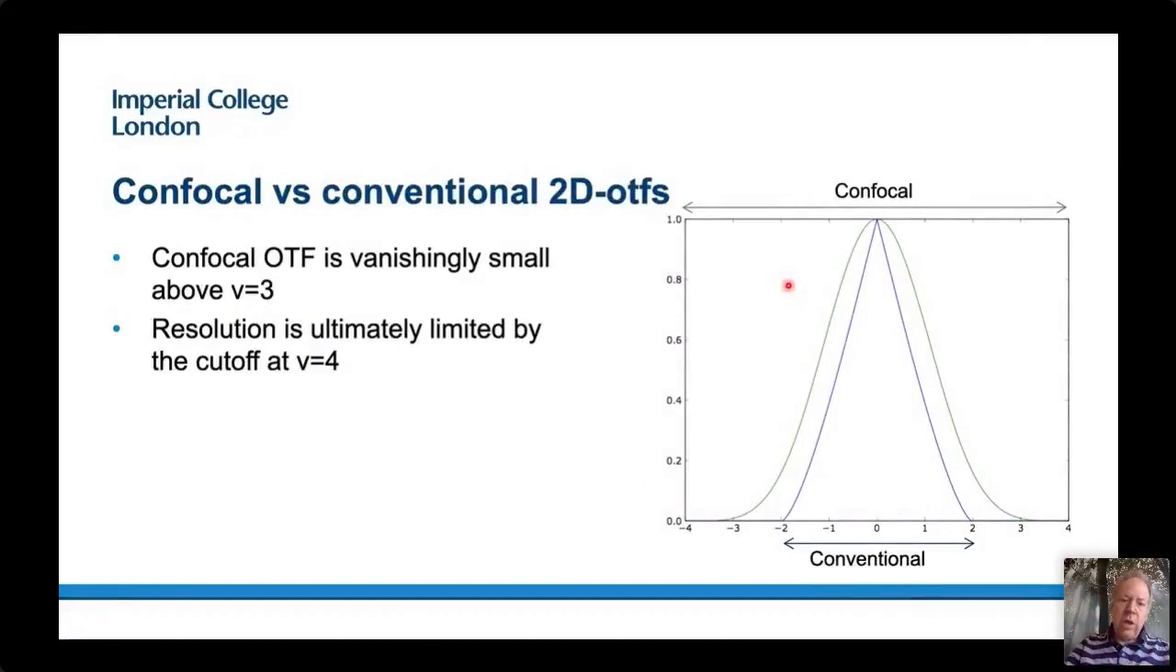So if we look at that confocal versus conventional OTF, and I've done this in 2D, one thing you can see here is the increase in resolution. Okay, so the region of support has doubled along the linear dimension. This is our 2D conventional OTF, and this is our confocal one. However, confocal, it's vanishingly small, really, above a value of about 3. And this is one reason why confocals have never been that successful in increasing resolution.